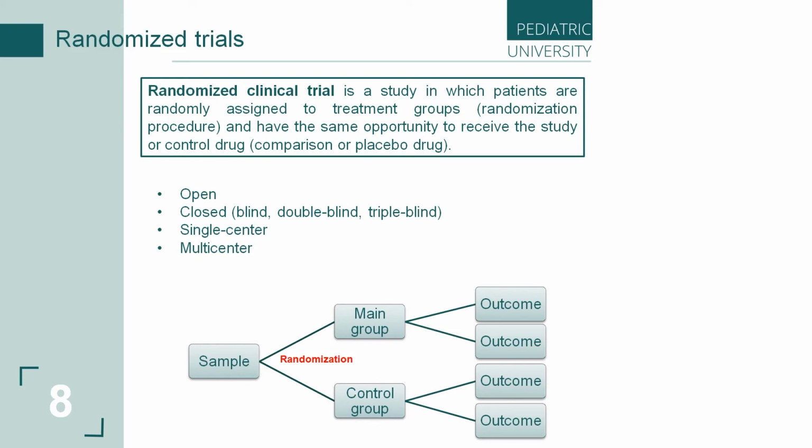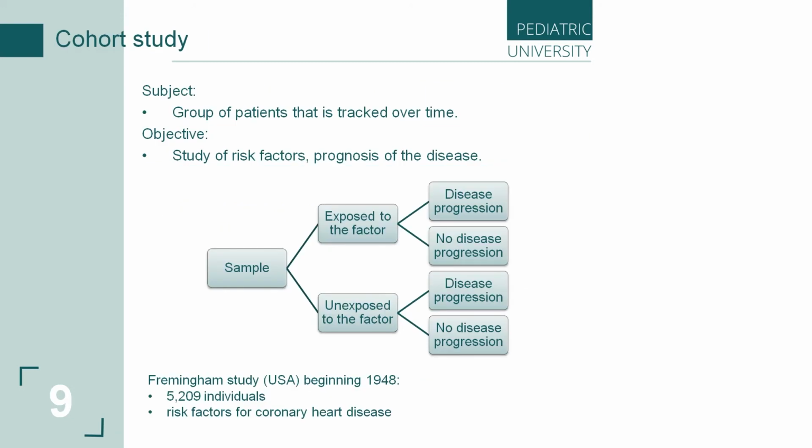So let's now consider a cohort study. What is this? Firstly, the definition: a cohort study is an observational study, not an experimental study, meaning we don't have any intervention. It simply selects a group of patients and studies them over time. The purpose of a cohort study is to investigate the risk factor, prognosis, and development of disease.